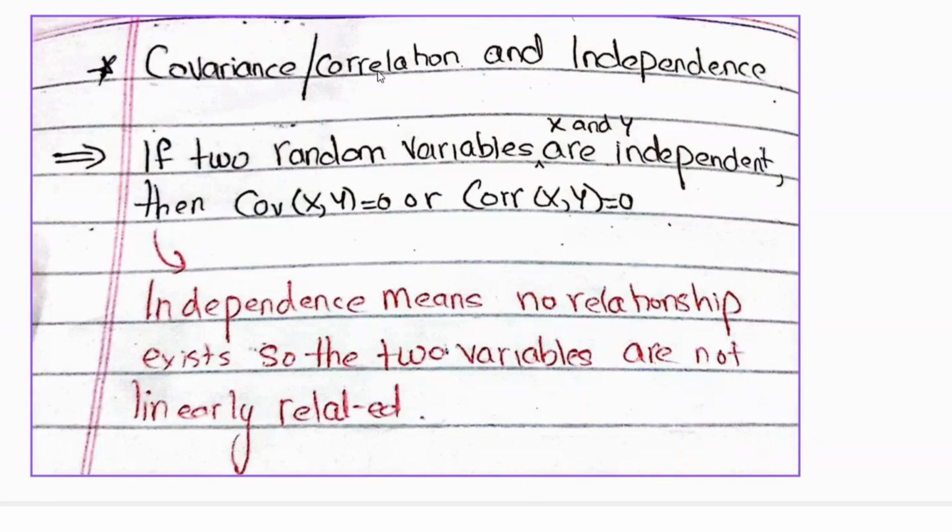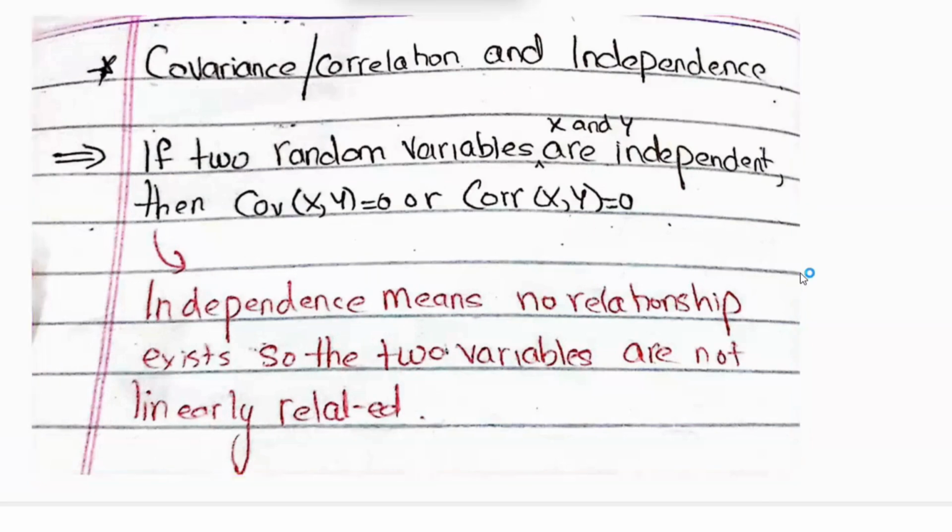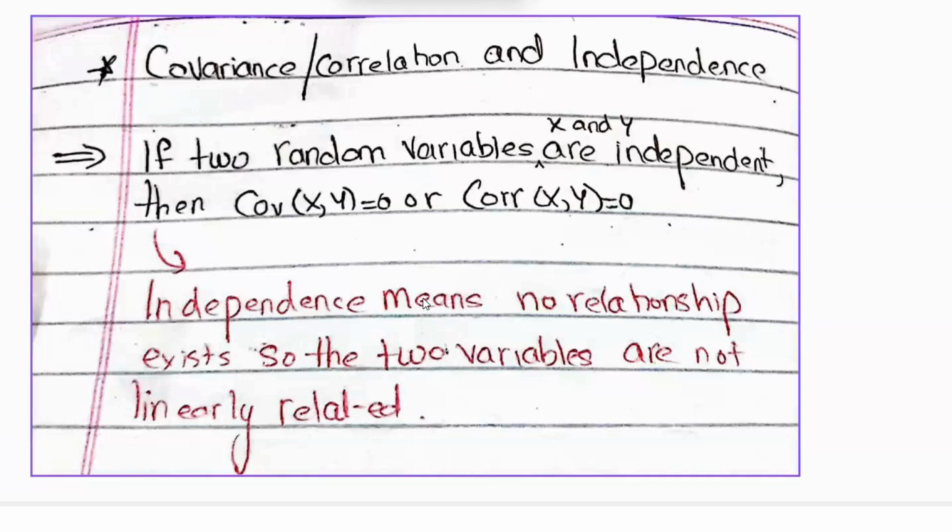Number one, if two random variables x and y are independent, this means that the covariance is zero as well as the correlation is zero. So if two random variables are independent, then the covariance or correlation would be zero. This is because independence means no relationship exists between them, whether it's linear or non-linear. So the two variables are not linearly related if they're independent. And we know when there's no linear relationship between two variables, the covariance or correlation is zero.